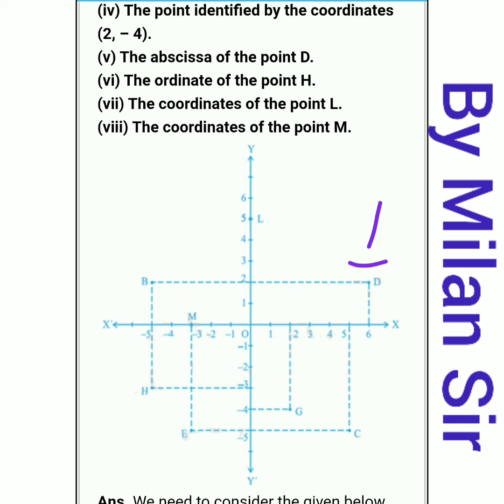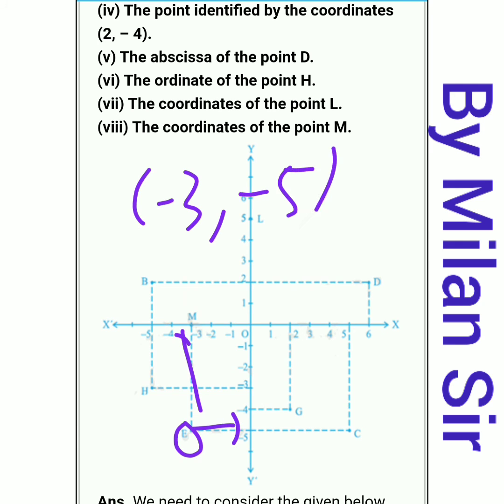Then point D. On the x-axis we have the value 6 and on the y-axis we have the value 2. So (6, 2) is the coordinate of point D. Then point E. On the x-axis we have minus 3 and on the y-axis we have minus 5. So (-3, -5) is the coordinate of point E.